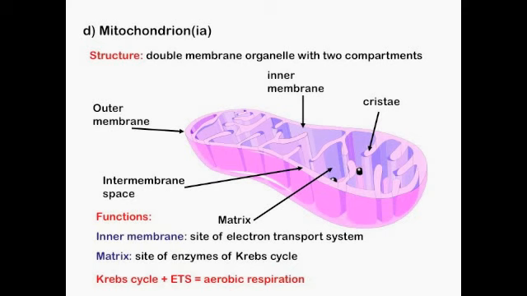In terms of functions, the inner membrane serves as a site for the electron transport system. The matrix is a site for the enzymes of the Krebs cycle. These two things together serve aerobic respiration. Note that the mitochondria is about bacteria size.